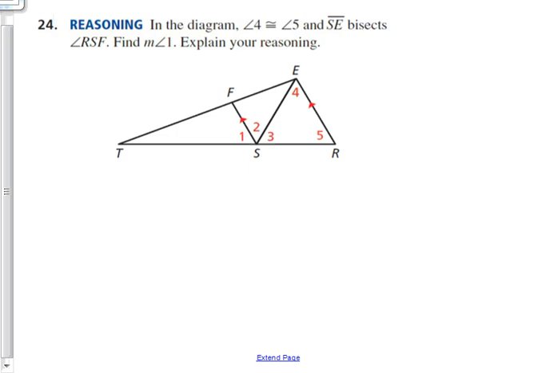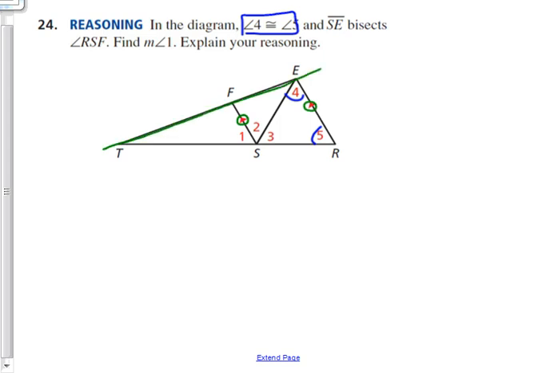So number 24 kind of has a lot going on in it, but I'm just going to start with a couple things, what I know. I know that angles 4 and 5 are congruent because it told me that in the problem. So 4 is congruent to 5, and I mark it with little congruency marks. I'm also just going to start by marking in green all of the transversals that I have. So if I know that these two lines are parallel, there's a few different transversals that cut through them.